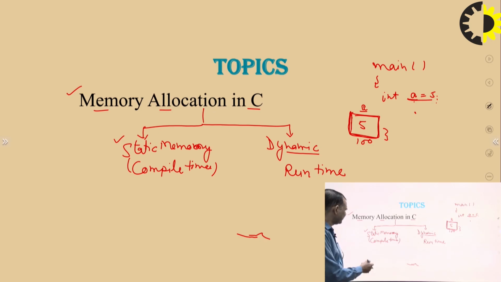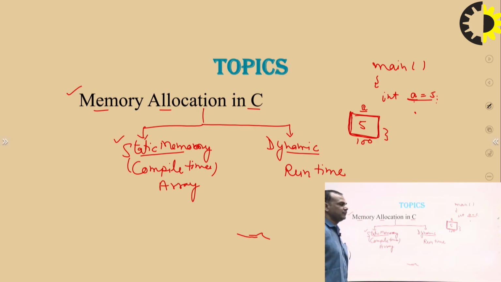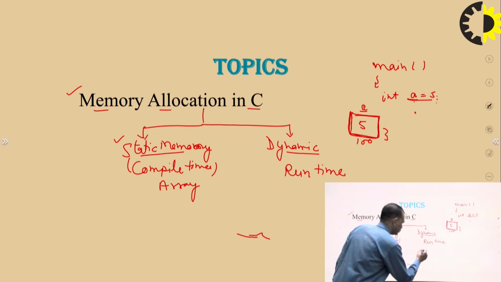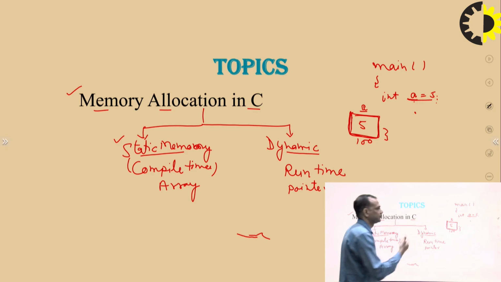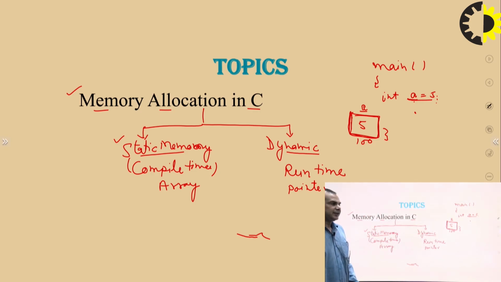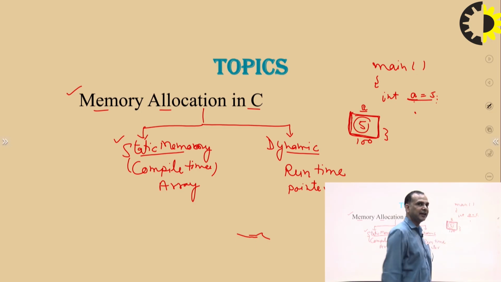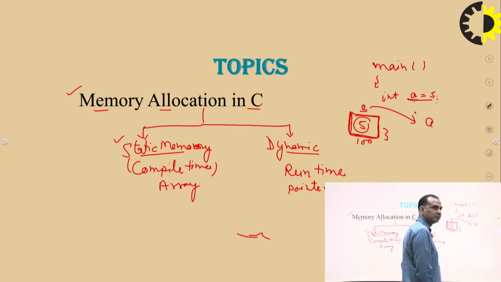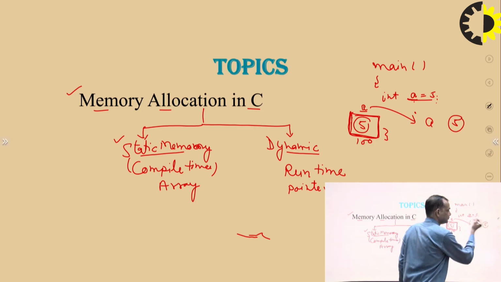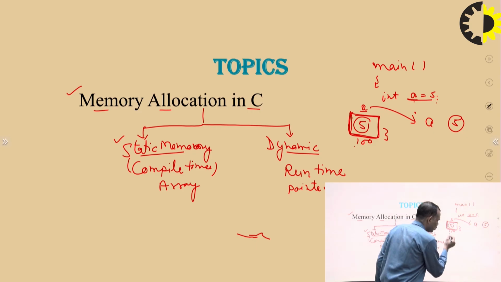Or in a simple way we can say that for static memory allocation we use an array, and when we use dynamic memory allocation, it is done with the help of pointers. Clear? In simple words, if we want to access the value of that variable, there are two methods. First, we print the value of a, and that is 5. Second, we print the value that is stored at the address.